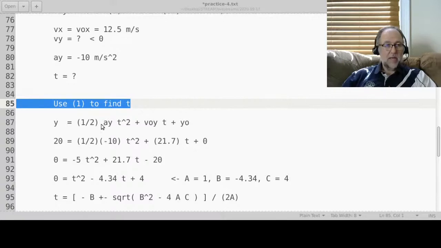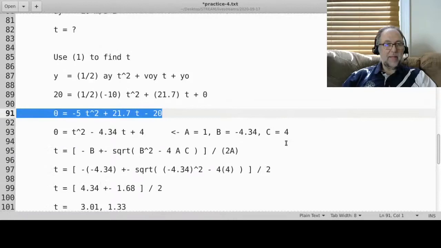So y is 20, a_y is -10, v naught y is 21.7, and y naught, the initial position, initially at ground level, is 0. And so you simplify this: half times -10 is -5, and I also subtracted 20 from both sides, and I get it into this form here. Now that's a quadratic, and you could get the a, b, and c coefficients out of that.